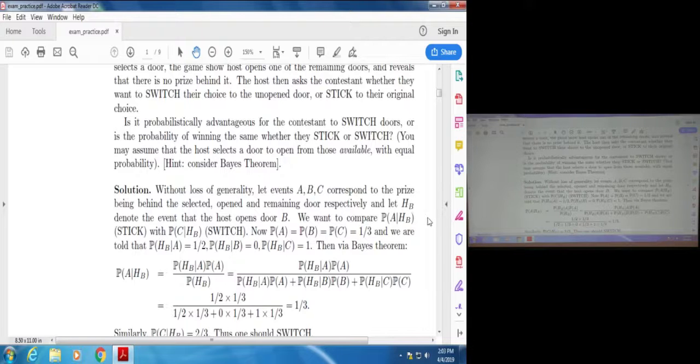Which of course it does. Now what we want to do is compute the probability that the prize is behind the door that you've selected, i.e. door A, given that the host has opened door B, which is the option of staying where you are, against the probability that the prize is behind door C, also given that the host has chosen door B. Okay. Now, before anything happens, the prize is equally likely to be behind door A, B, or C.